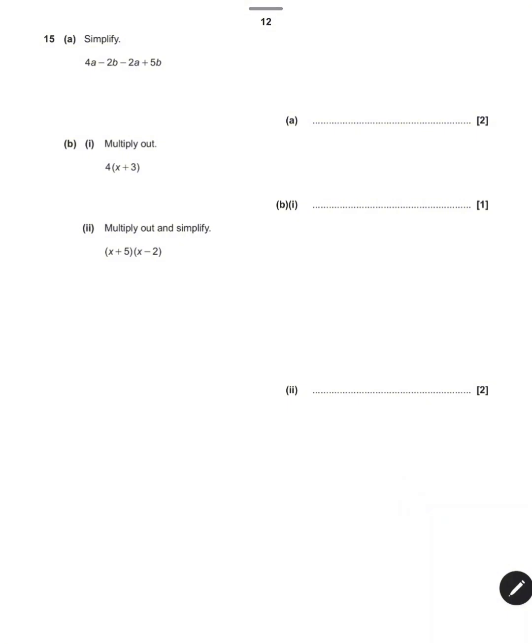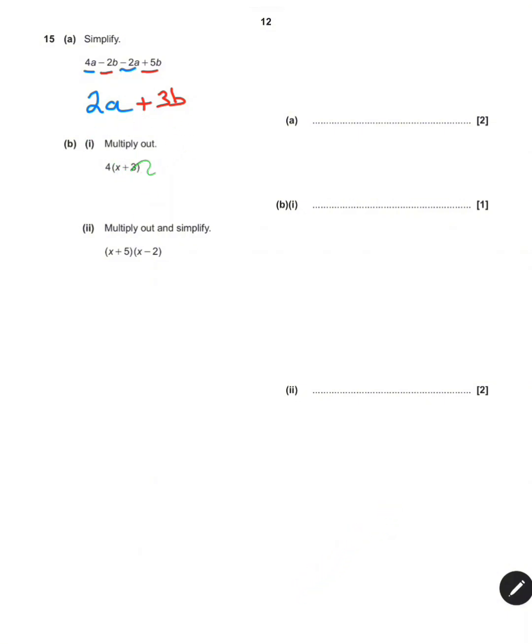Question 15, we've got some algebra to work through. So let's have a look at this. We've got 4a's. Take 2a's, so 4a's take away 2a's, you've got 2a's left. Then we've got negative 2b's, add in 5b's, start at negative 2 and add on 5, you will finish at positive 3. So that's positive 3b's.